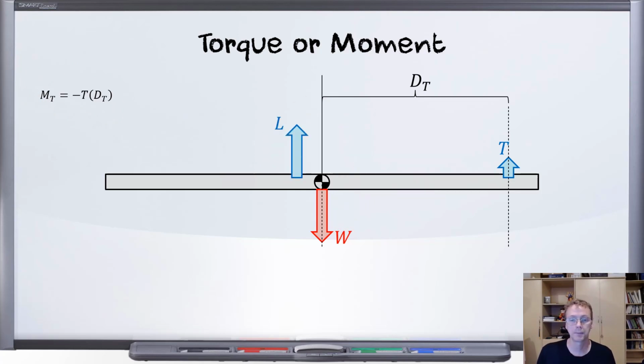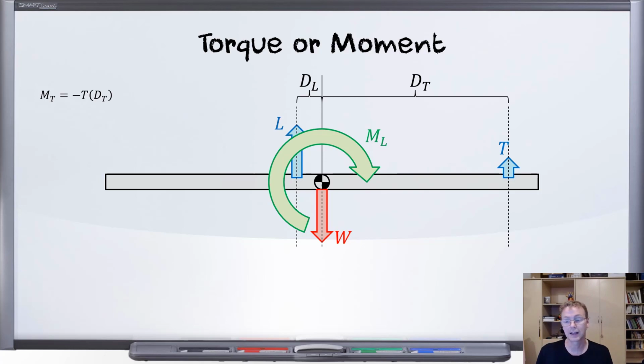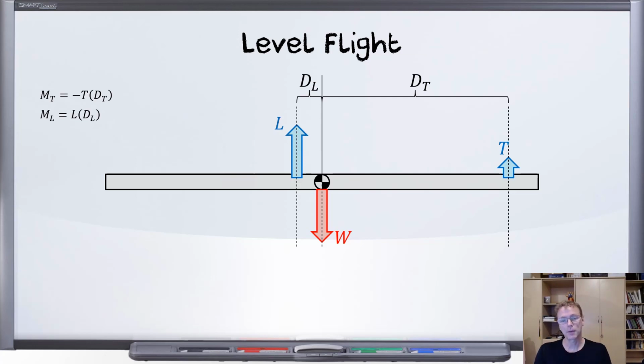So let's bring in the wing. Here's the lift from the main wing. It is also offset by some distance from the CG, so it's going to create a moment. And this one, as I've drawn it here, is going to create a clockwise torque, which is nose up. So that is positive.